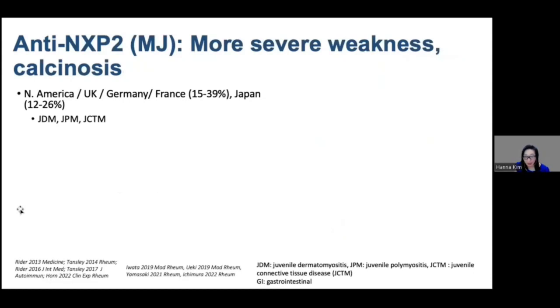Anti-NXP2 or anti-MJ is the next most common myositis-specific antibody, or MSA. This is in 15 to 39% of North American or European cohorts and 12 to 26% of Japanese cohorts. It can be seen with juvenile dermatomyositis with the skin rashes, with juvenile polymyositis without the skin rashes, and overlap disease, the connective tissue myositis.